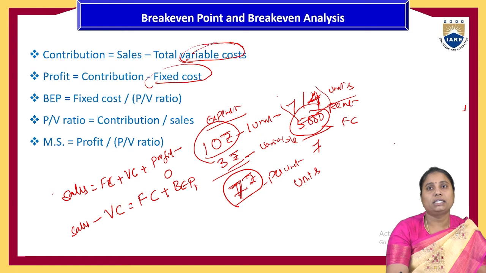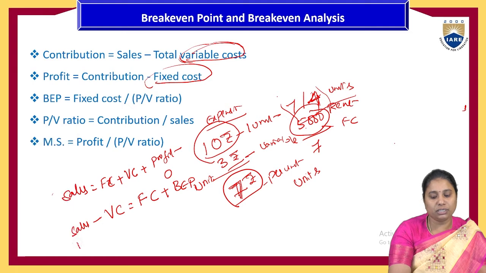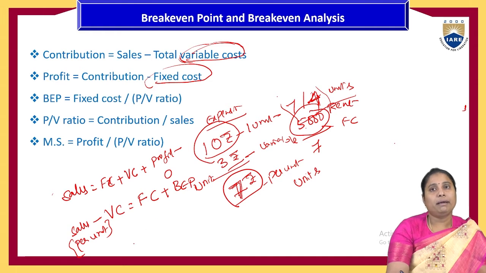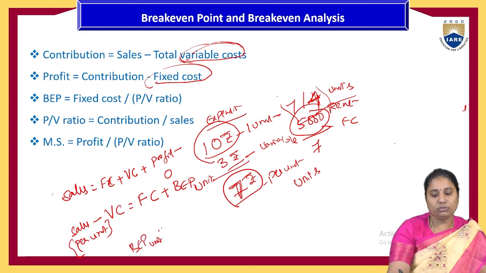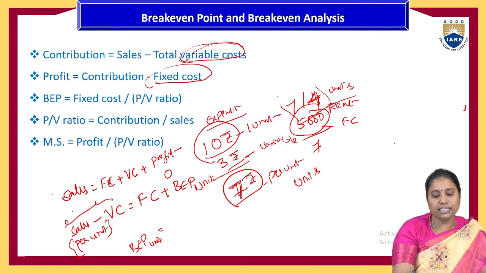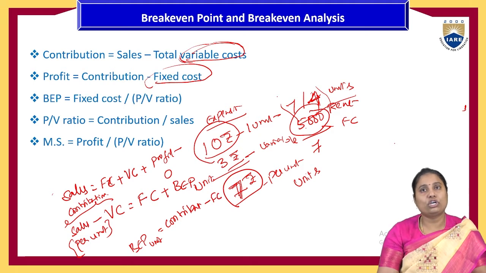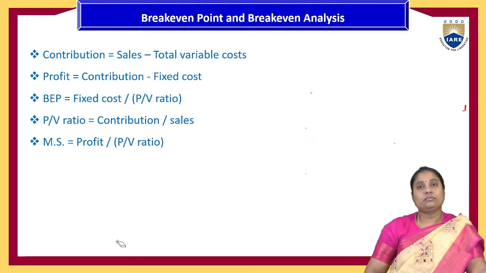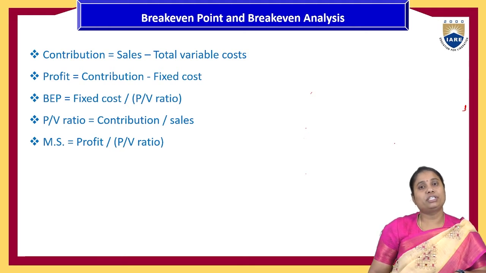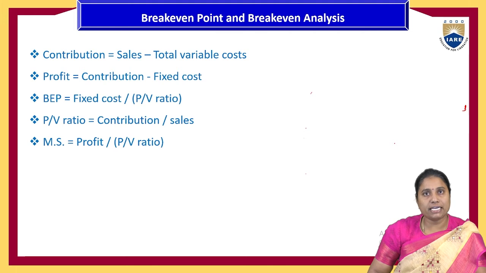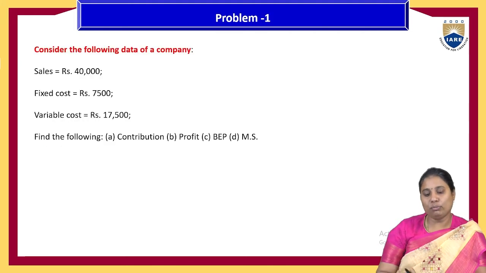So the break-even point in terms of units, we can say, if the sales are all on a per unit basis, then BEP in units is equal to this term, which we are now calling the contribution. Profit is equal to contribution minus fixed cost. So like this, the formulas are derived from the theoretical aspects of break-even analysis. So let us move on to the practical problems related to this.